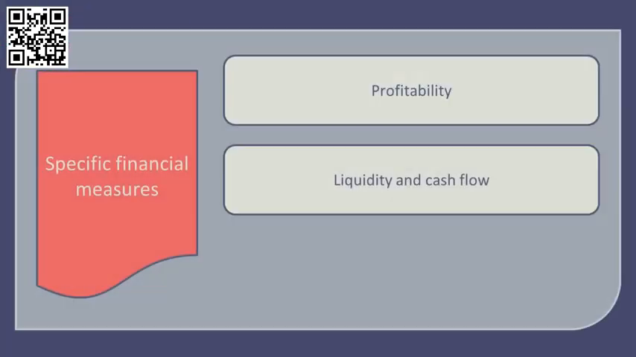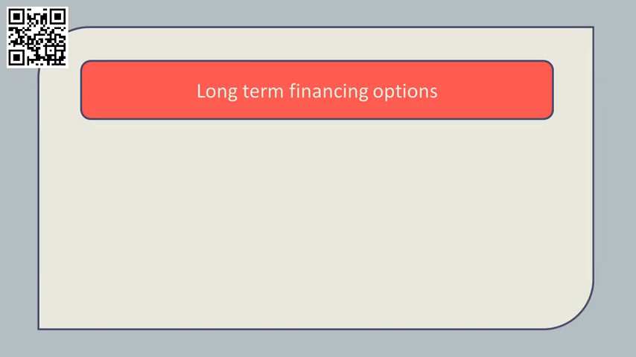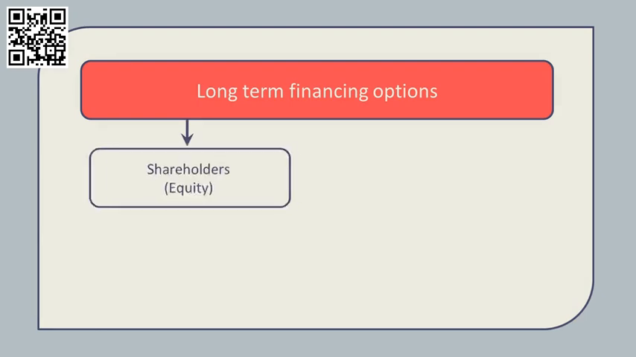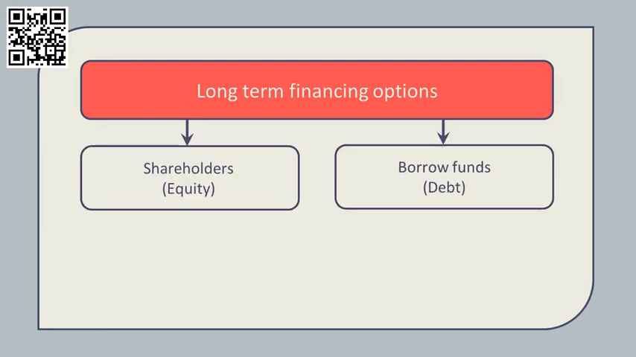The third category of ratios are concerned with gearing. All assets of a business must be financed through one means or another. As a company starts to expand, additional finance will usually be needed to acquire additional assets. There are different ways that a company can be financed, and this is known as the capital structure of a business. At a high level, there are 2 options open to a business for long-term finance. They can raise capital from shareholders, known as equity, or they can borrow funds, known as debt.